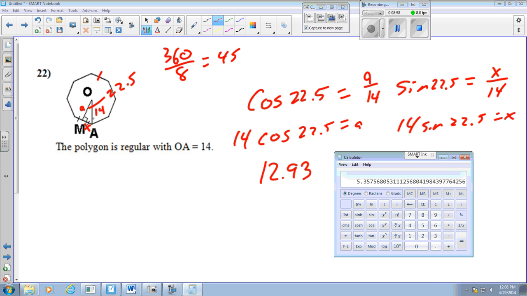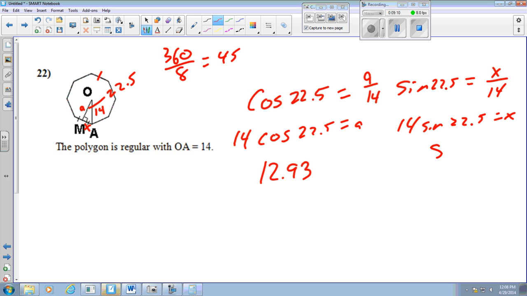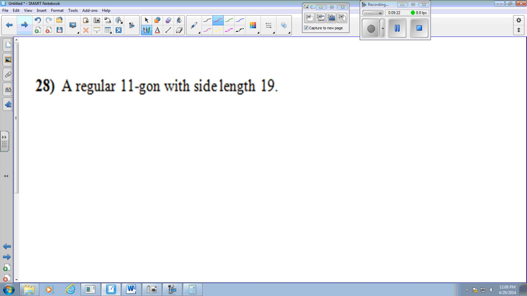We know since there's 8 sides and 2 of these x's per side, I'm going to multiply that by 16 to give me my perimeter, which is 85.721. This is my apothem. This is my perimeter. 1/2 of the apothem times perimeter. And again, I'll let you do that.